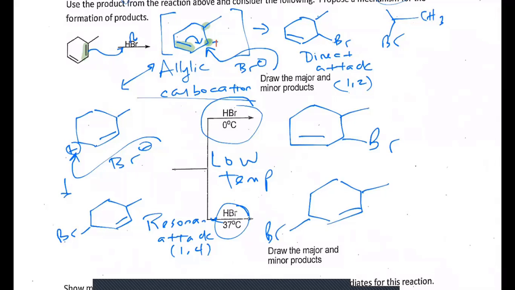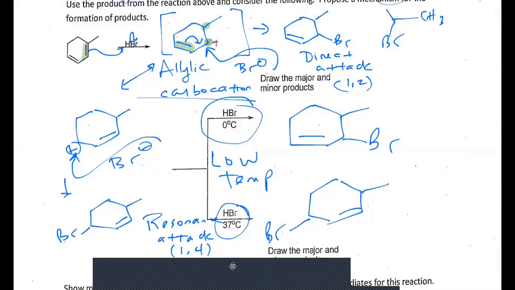And that goes for any conjugated diene. If you do it at low temperature, you're going to get direct attack as the predominant mechanism. And if you do it at higher temperatures, you'll get the resonance product as the major product. All right, I'm going to pause right here. Any questions about this?